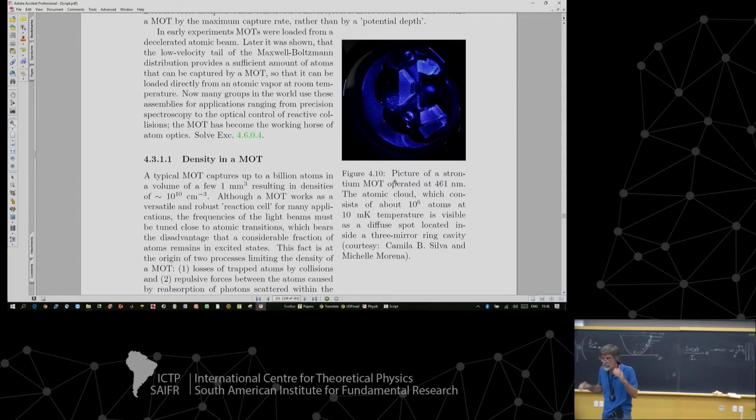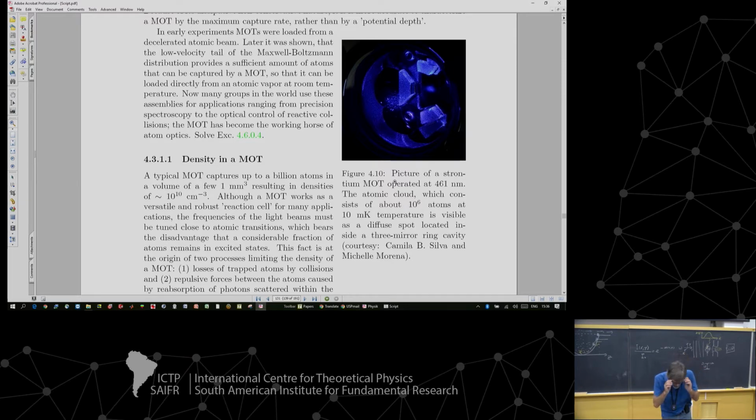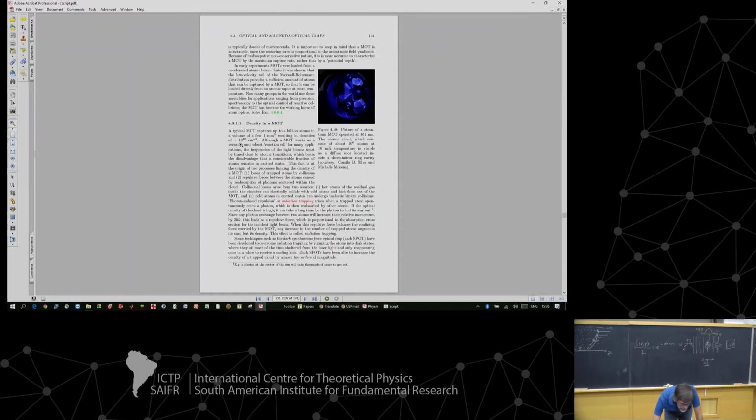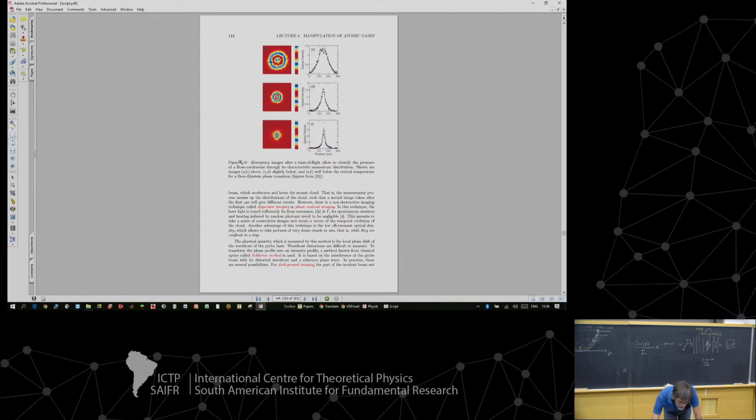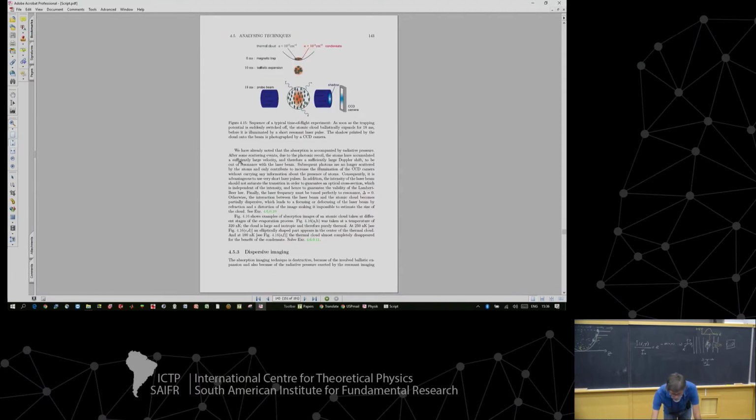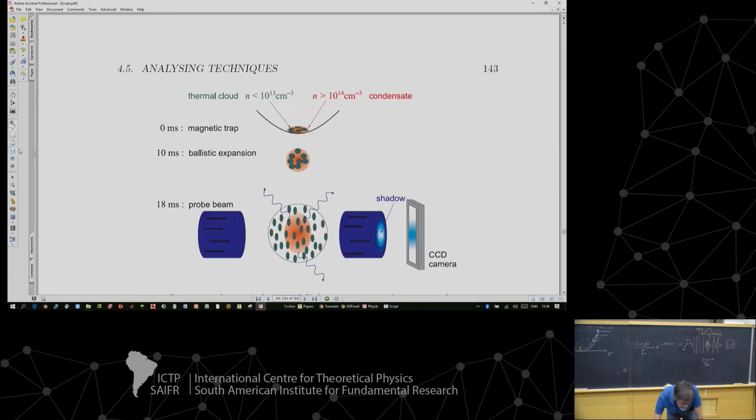So you cannot directly measure the temperature of the cloud. You infer it by measuring the density, or how do you know that it's microkelvin? Yes. So this is the picture that I showed you here. Yeah, maybe it's easiest seen here.